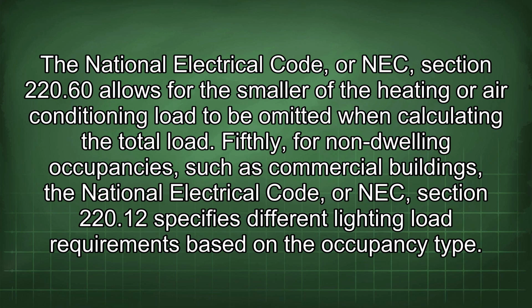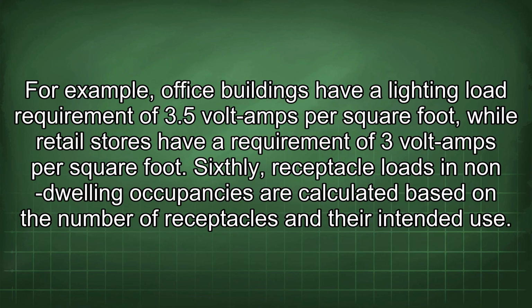Fifthly, for non-dwelling occupancies, such as commercial buildings, the National Electrical Code, or NEC, Section 220.12 specifies different lighting load requirements based on the occupancy type. For example, office buildings have a lighting load requirement of 3.5 volt-amps per square foot, while retail stores have a requirement of 3 volt-amps per square foot.